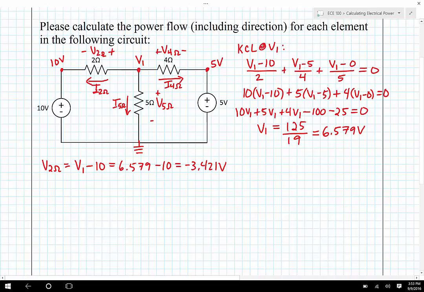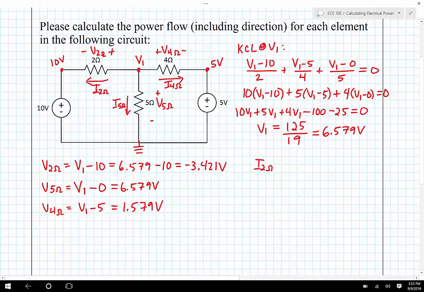3.421 volts. V sub 5 ohms is going to be V1 minus 0, which is just 6.579 volts. And then V sub 4 ohms, well, that's going to be V1 minus 5, which is 1.579 volts. And then I can calculate the currents associated with each of these.